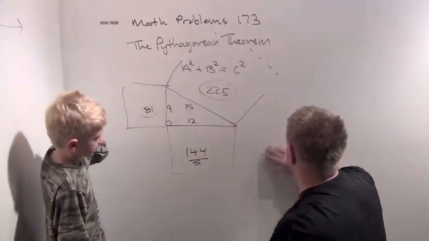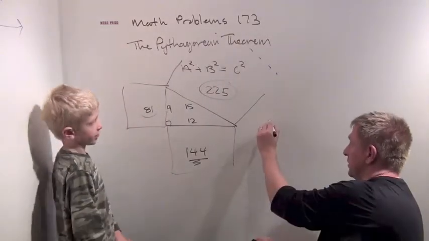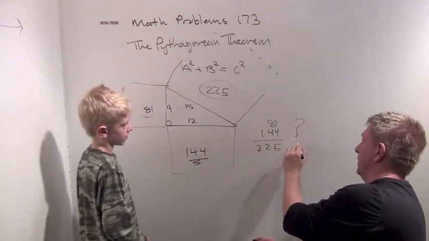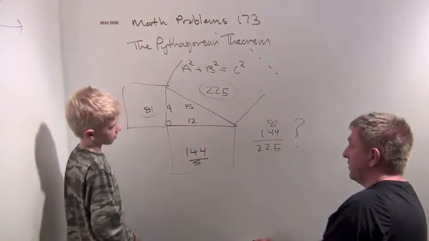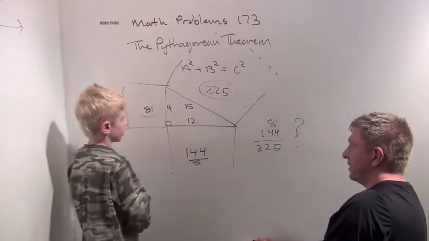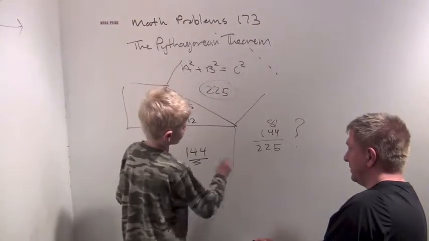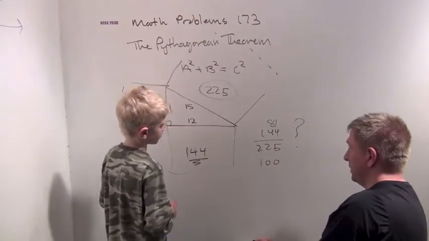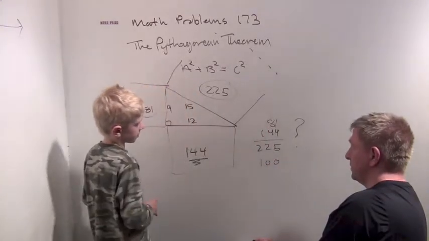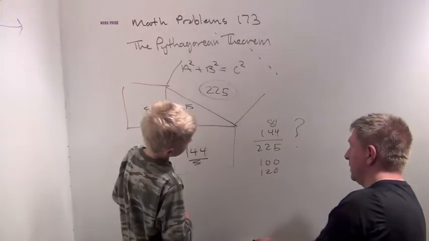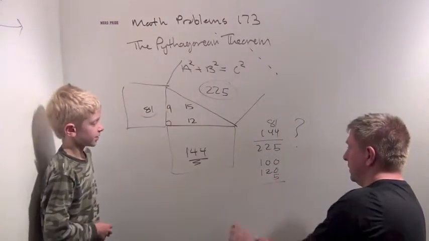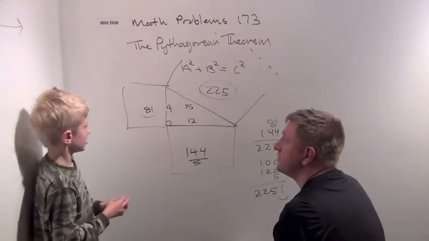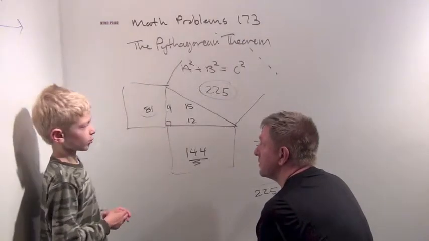So what should we have being true? 81 plus 144 equals 225. Is that true? Well, we have the 100, and then 80 plus 40 is 120, and 1 plus 4 is 5. So 225, yay! So it looks like you can multiply the 3, 4, 5 triangle by anything, and it will work.